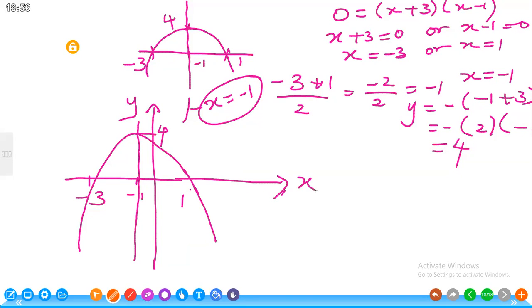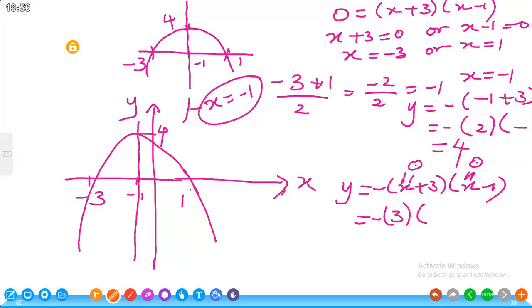Here you have to find the point where the graph intersects the y-axis. On the y-axis, x is equal to 0, and the equation is y is equal to minus (x plus 3) into (x minus 1). So you have to substitute 0 in this equation. Negative 3, times negative 1, so plus 3. So this point is plus 3.